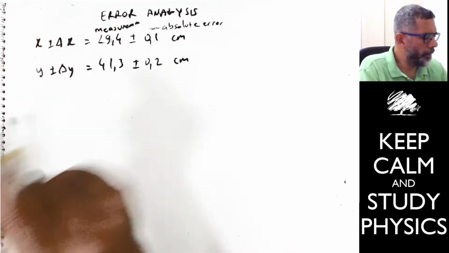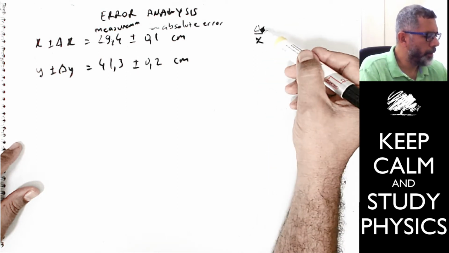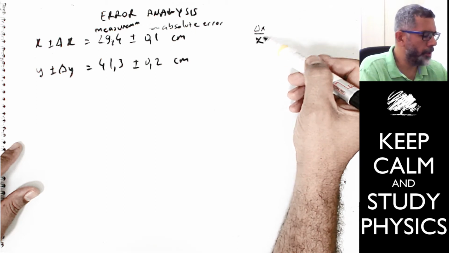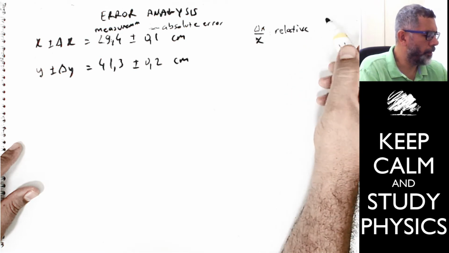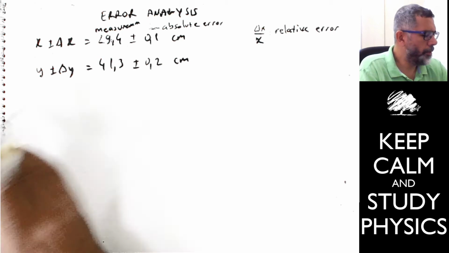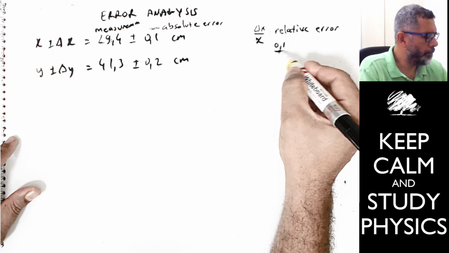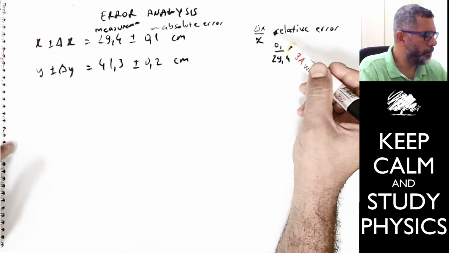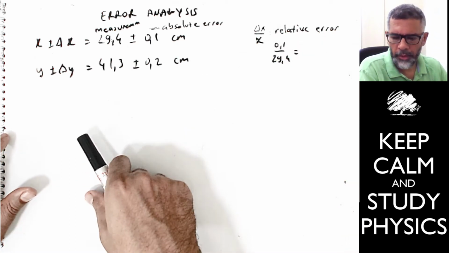We will also define this quantity delta x divided by x, the error over one measurement divided by the measurement itself. It's called relative error or relative uncertainty. You can right away calculate, for example, for this one, 0.1 divided by 29.4. It is a dimensionless quantity because you divide length by length, so you have no dimension.